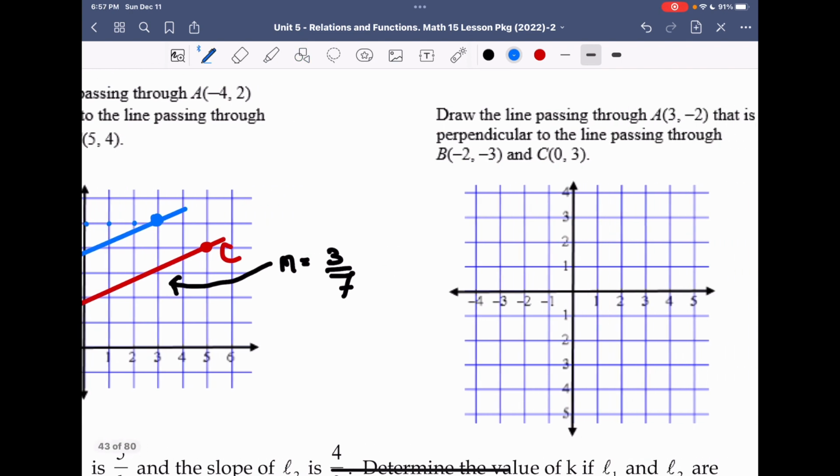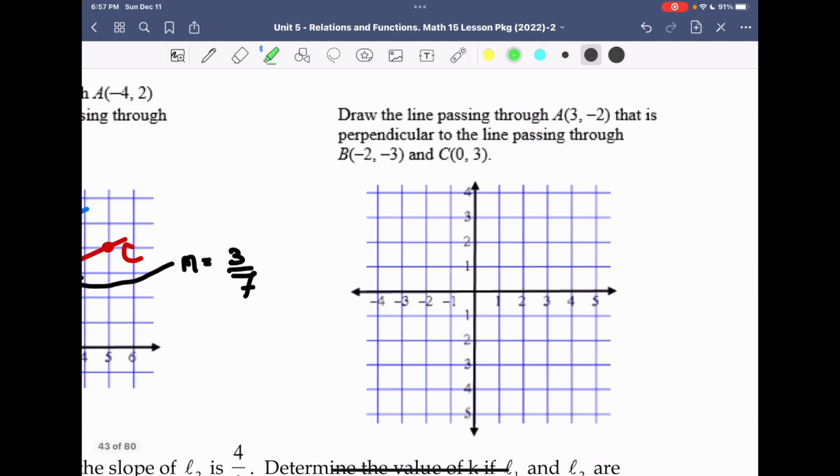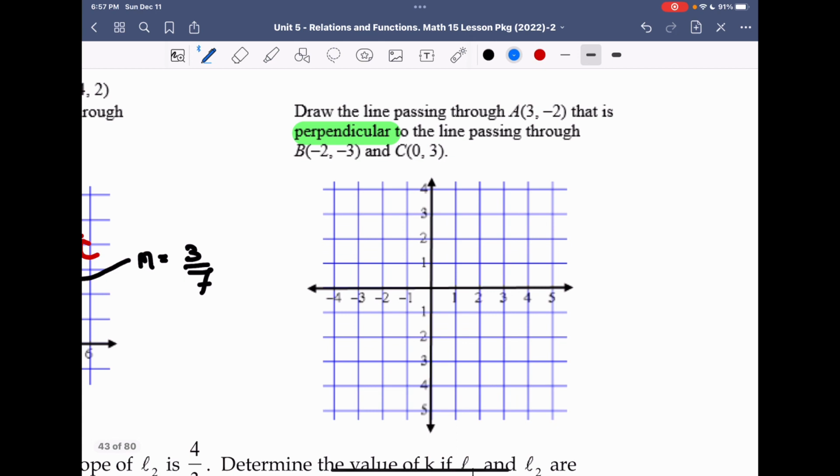Now let's do a similar example, except now they're going to be perpendicular to one another. So let's draw the first point, which is A, and it's at (3, -2). And I'm going to do that in red again. So we go 3 and negative 2, which puts us here. And then we have to go negative 2 and negative 3, which would be here for B. And I'm going to make sure to draw that in red to differentiate it. Negative 3 and 0 and 3.